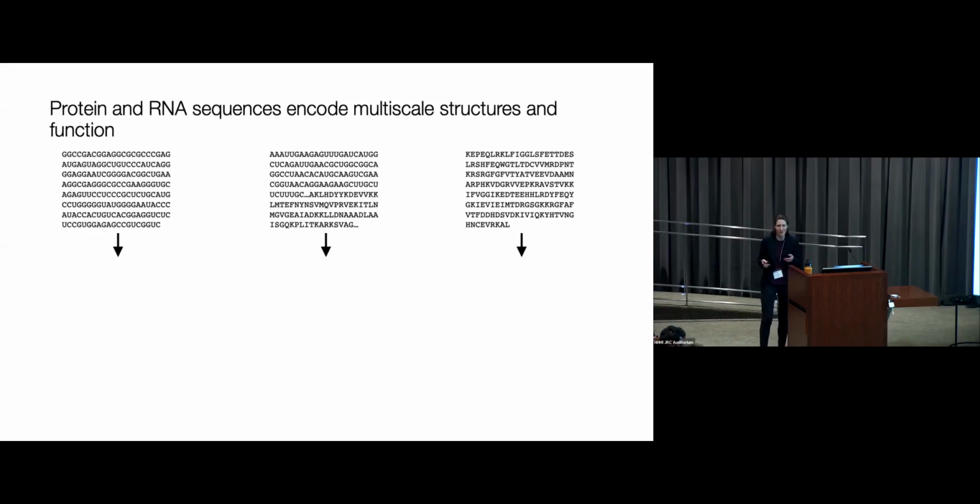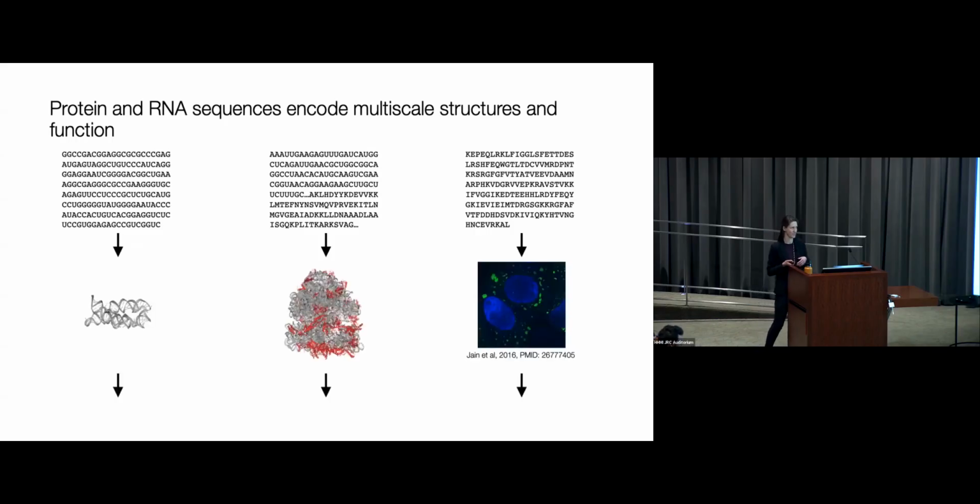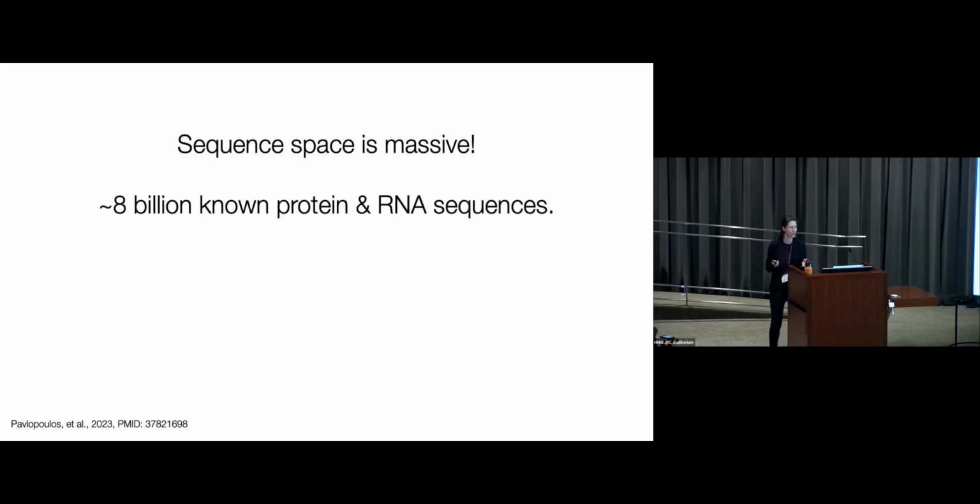Okay, so protein and RNA sequences encode structures that span a range of length scales. So from individual monomers to macromolecular machines to subcellular assemblies. And these structures ultimately control function. Sequence space is absolutely massive, as many people have alluded to at this meeting so far. Even if we consider just currently known protein and RNA sequences, there's about 8 billion of them that we know exist. And I think we'd love to understand what all of them do and how they do it.